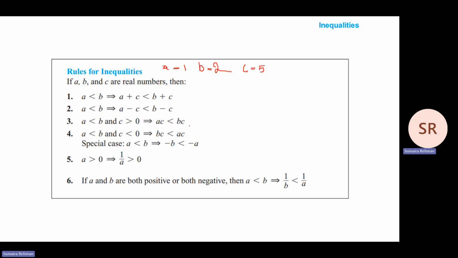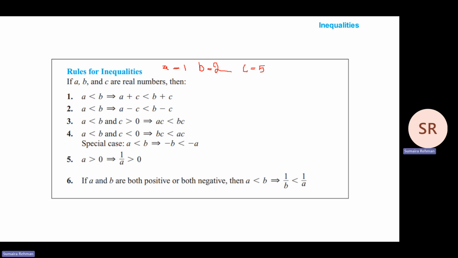I hope you are getting all these inequalities. We can check these inequalities by giving particular numbers to the arbitrary numbers A, B, and C. And now we have the fourth rule. Similarly, you can prove this.